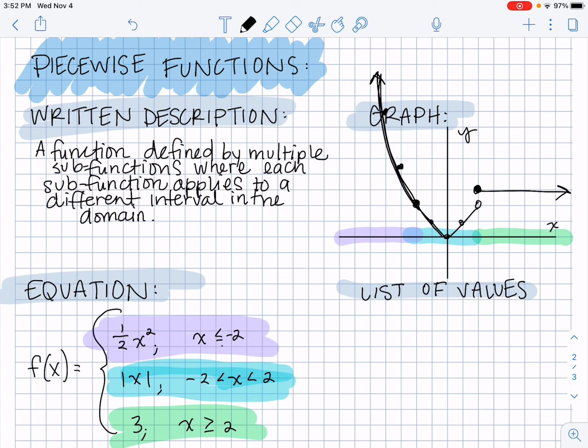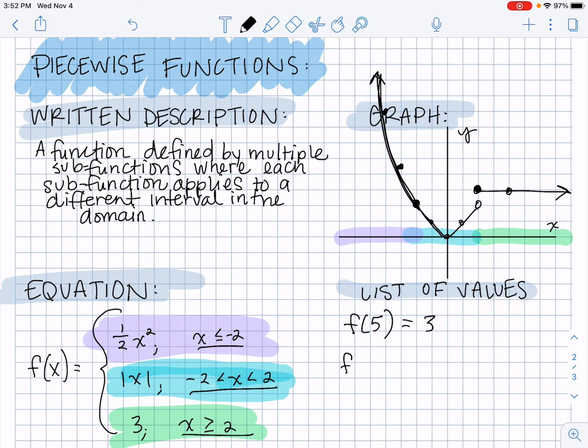Now that I've graphed it, I'm going to think about what my list of values might be. And if you're wondering where these numbers are coming from that she puts on the board, it's just my head. I'm just coming up with numbers. So let's say somebody asked you to find f of 5. You would look at the domain and you would say, well, where is 5? 5 is greater than or equal to 2. So I'm going to look at the green part. f of 5 is 3.